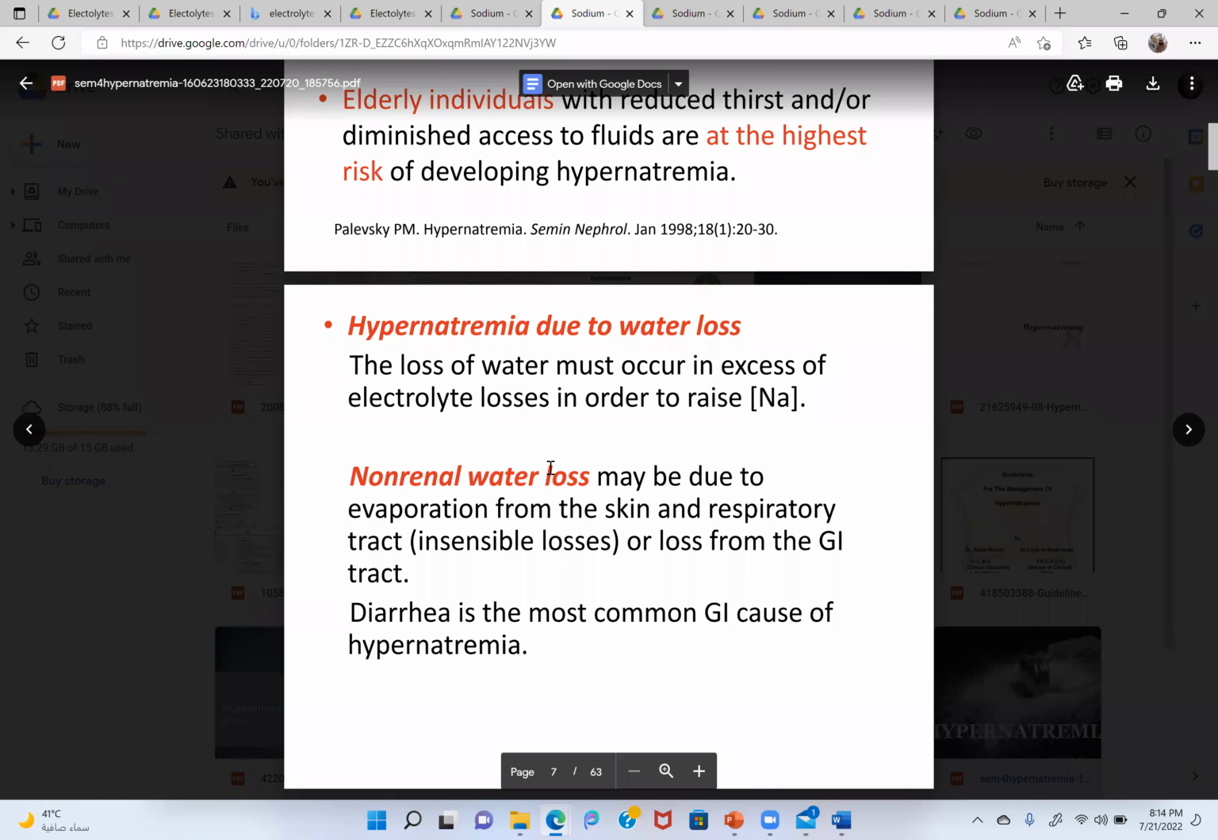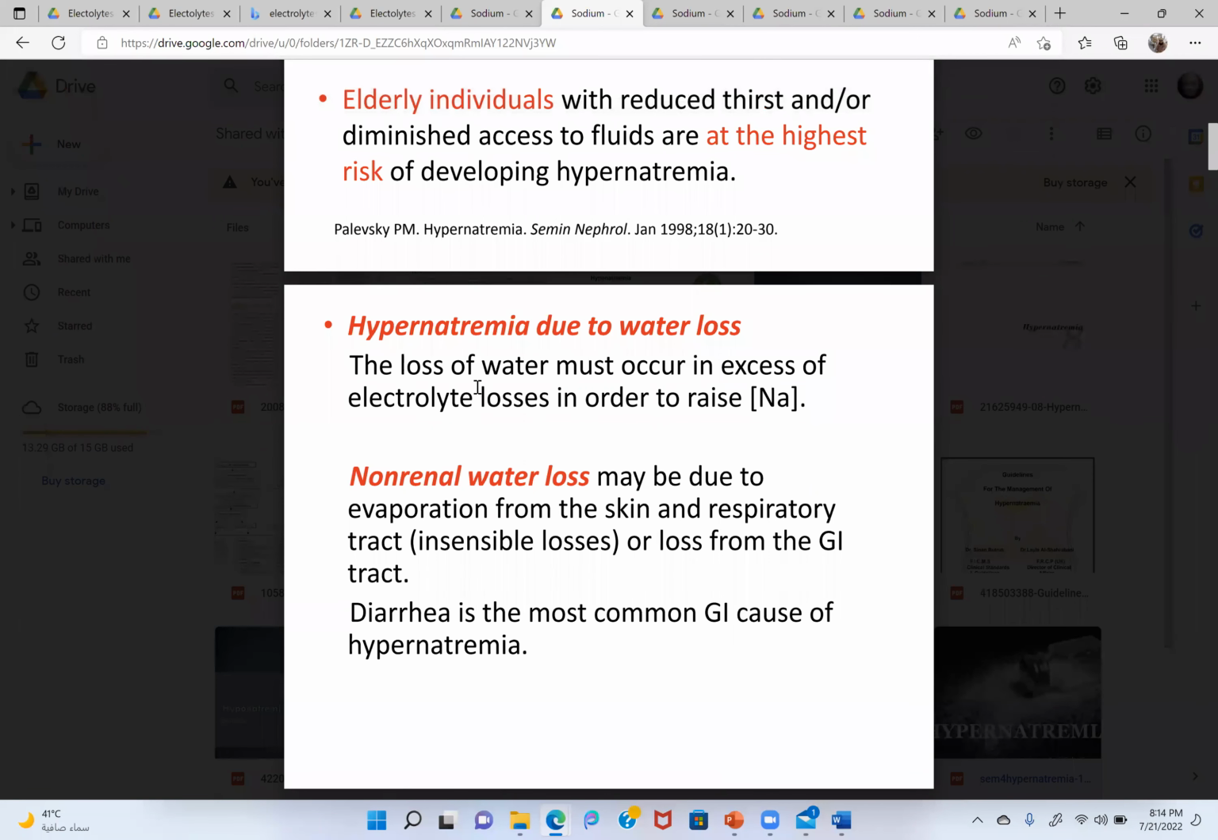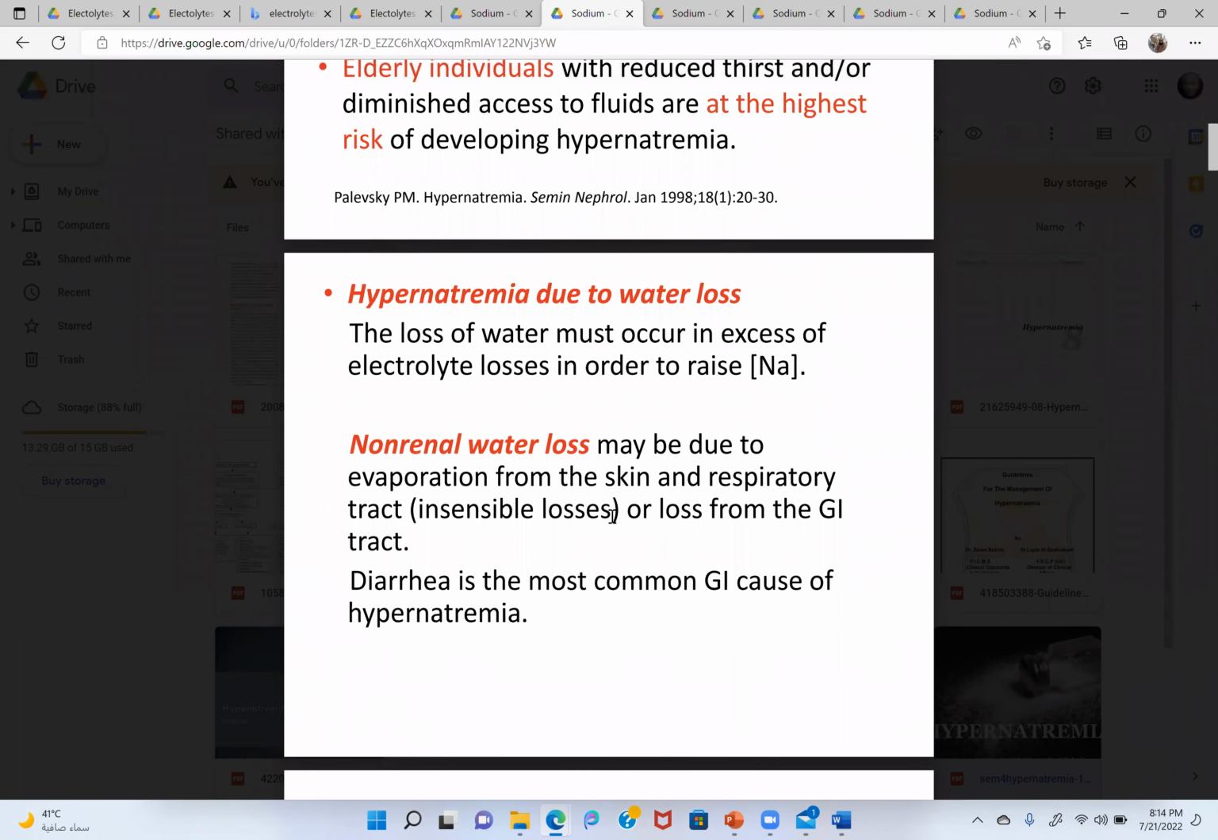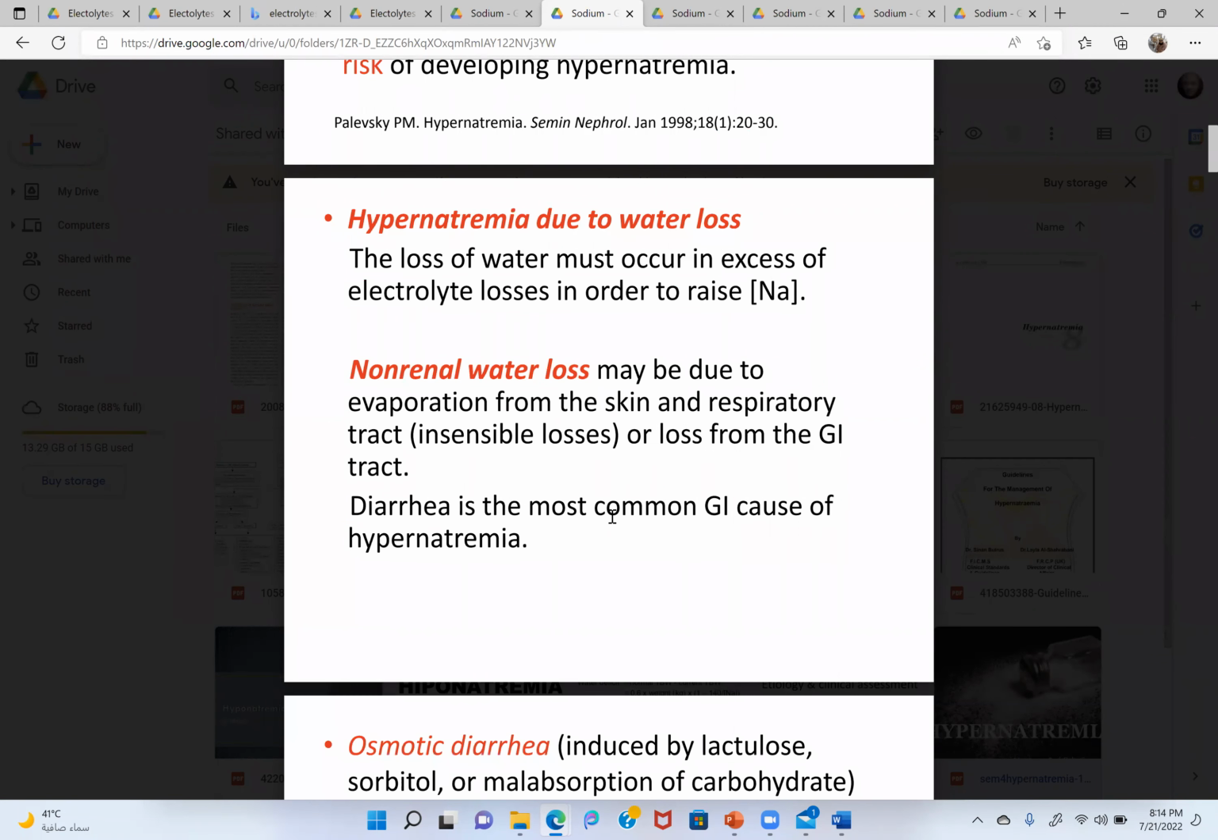I'm just repeating it again and again: if there is hypotonic fluid loss, it will result in hypernatremia. Because if you understand this, it becomes easier. Either it will be renal or non-renal. Non-renal will be through the GIT in the form of vomiting or diarrhea, mainly diarrhea. In vomiting it can also occur, but diarrhea is more common.